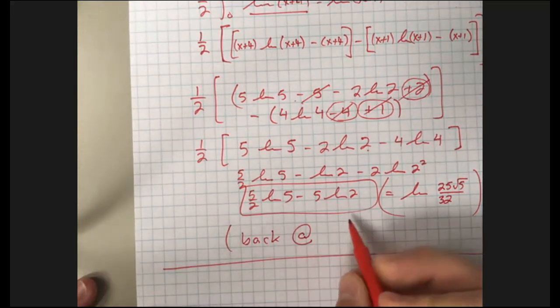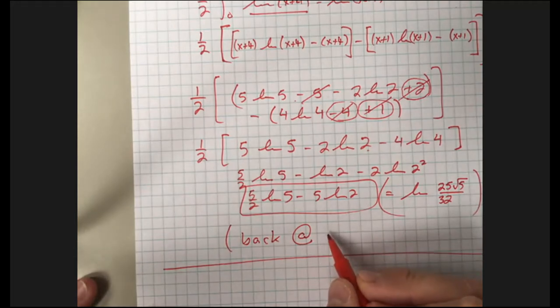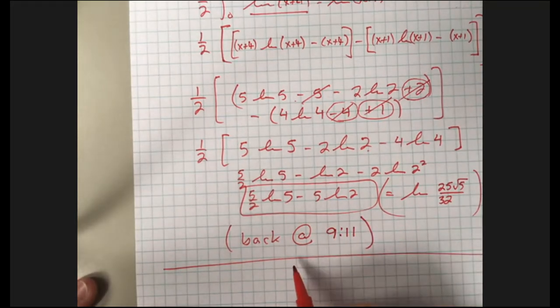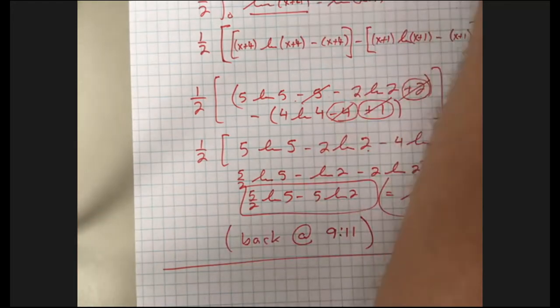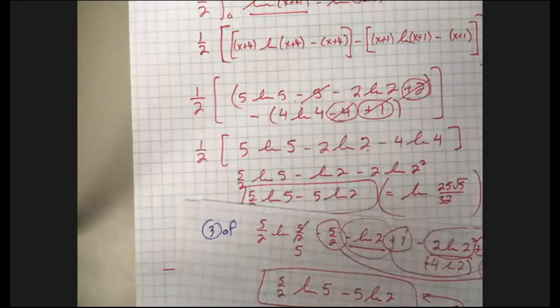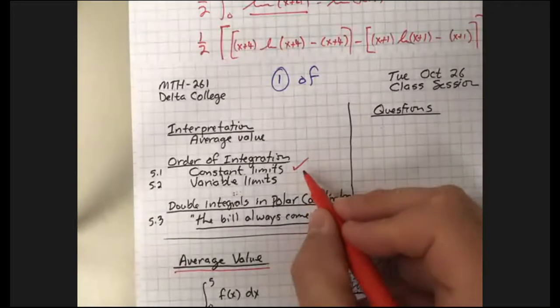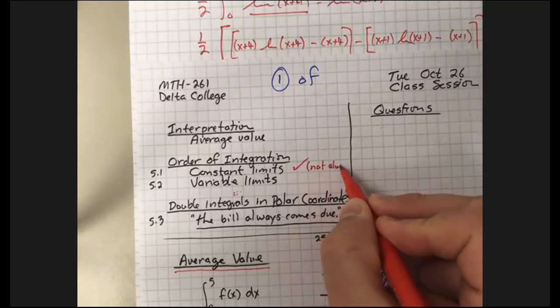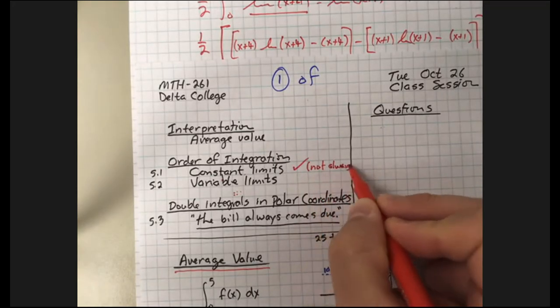Let's come back at 9:11, and let's talk about non-constant limits, variable limits. So constant limits, what's the message? Not always simple.